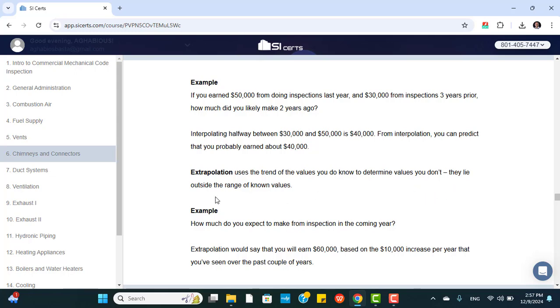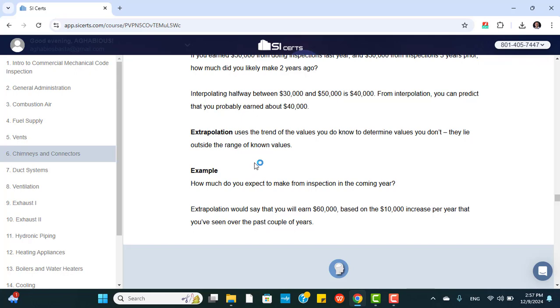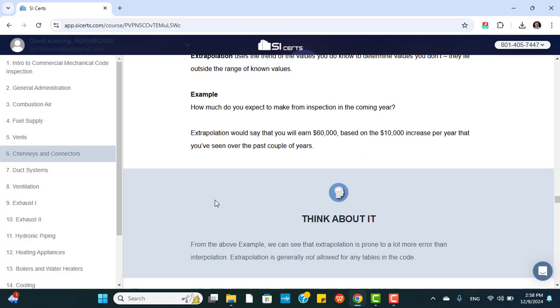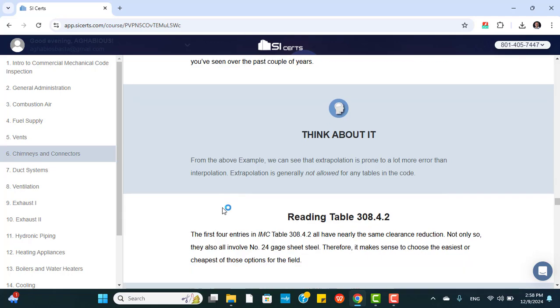They lie outside the range of known values. Example: how much do you expect to make from inspection in the coming year? Extrapolation would say that you will earn $60,000, based on the $10,000 increase per year that you have seen over the past couple of years.